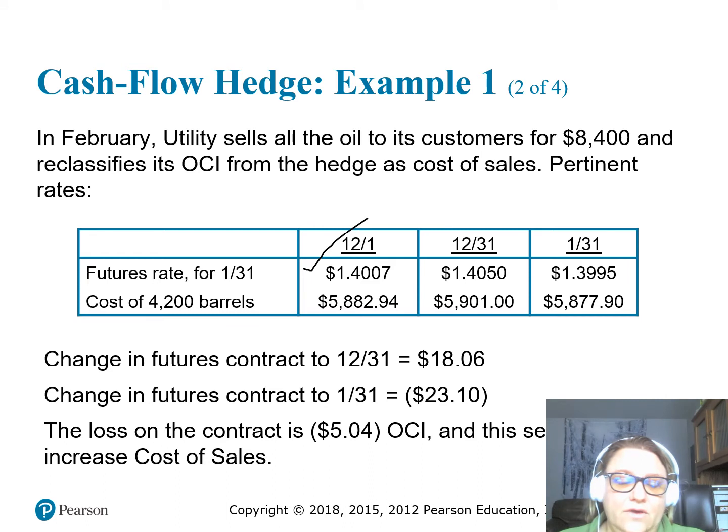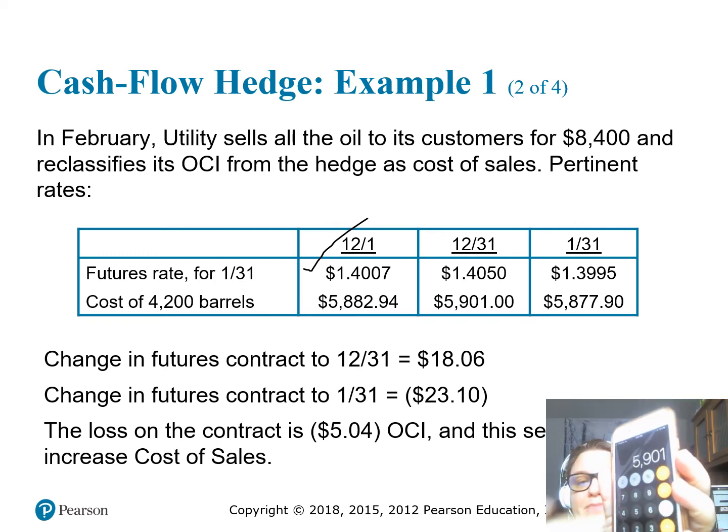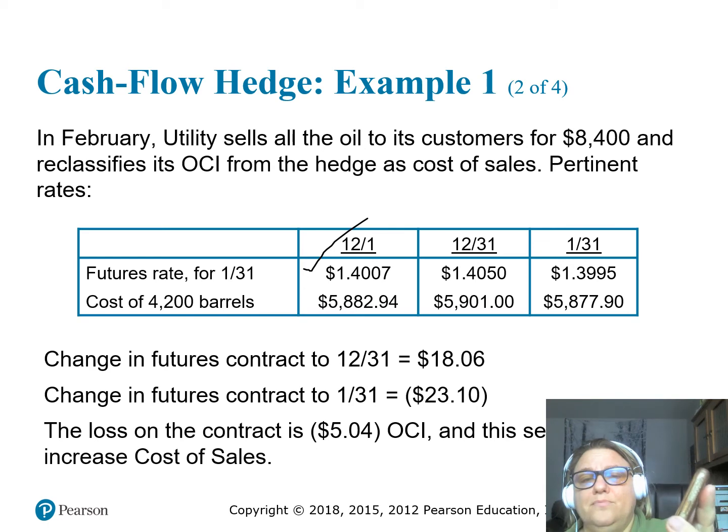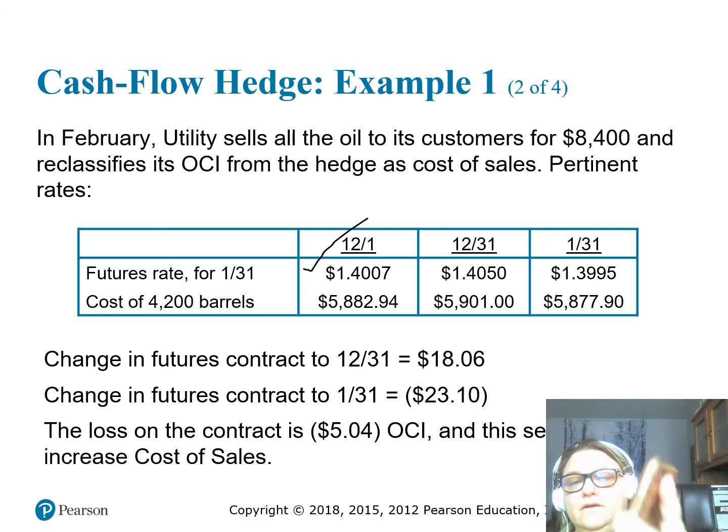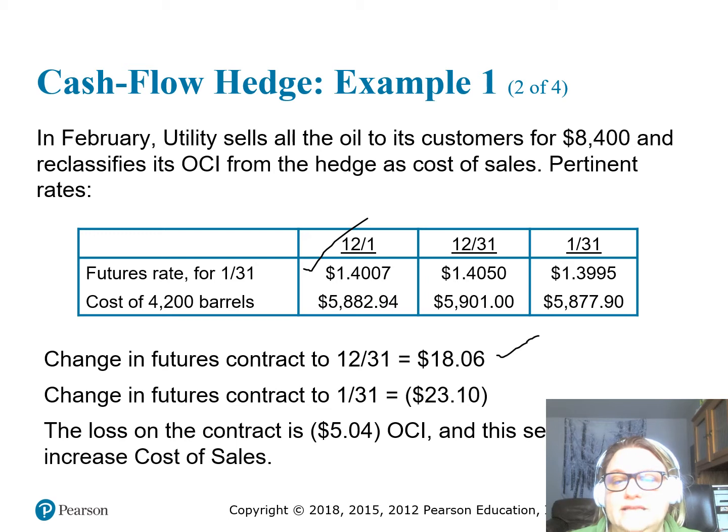So we do the same thing with the 1.4050, and the way we come up with our $18.06 is we're going to subtract this. Oops. You can see me hitting the subtraction right up here, minus the 5882.94, and that's where we have our 1806. Okay, so on 1231, our futures contract change is 1806.